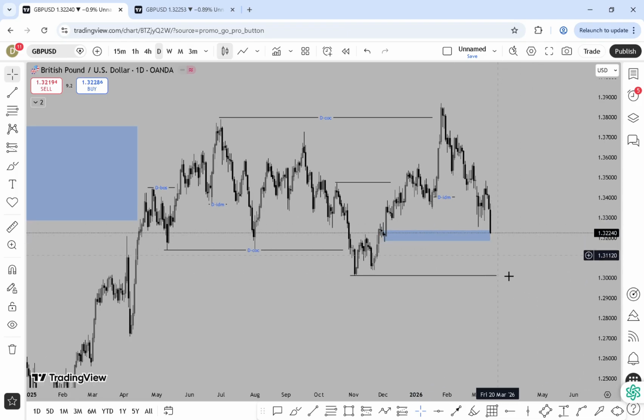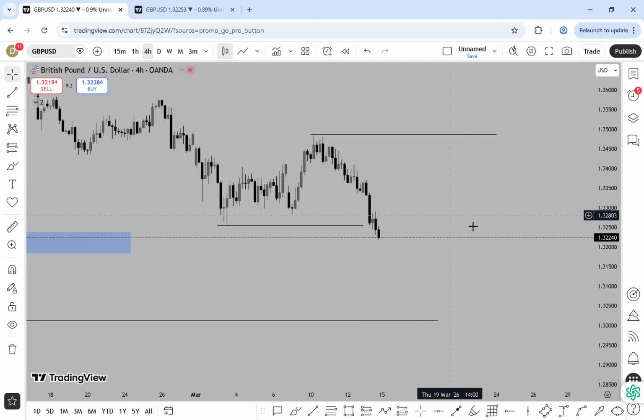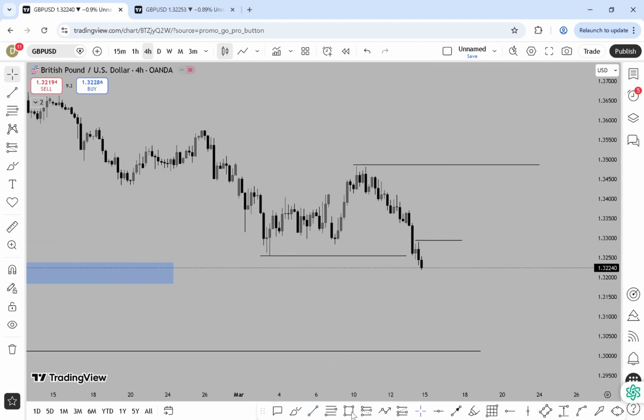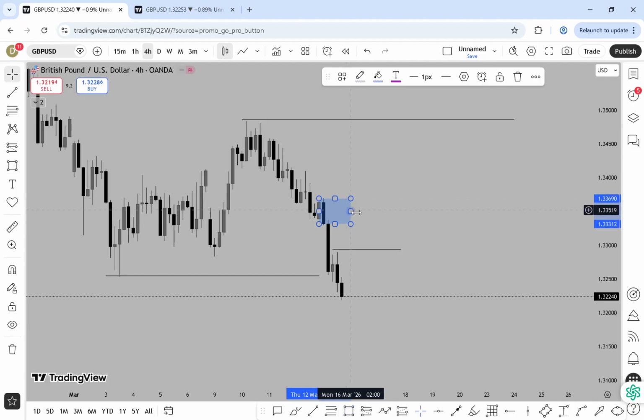So if this level fails, then I'll continue selling because of what the monthly is telling me. If this level fails, that means I'll continue selling because this 4 hour structure is still intact. So I've already marked it out. This will serve as my inducement. Then this will serve as my decisional POI. This level will serve as my POI.